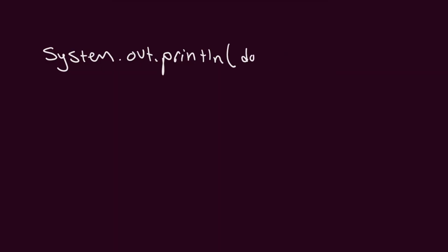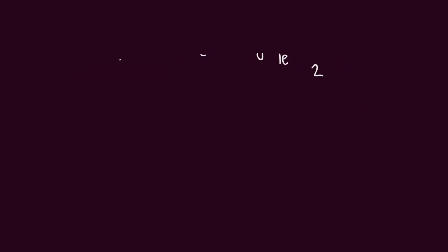Well, what we're going to do is force it to become a double. So we can do (double) 1/2, and this will give us 0.5. By declaring the data type at the front in brackets, you can force one data type to become another one.